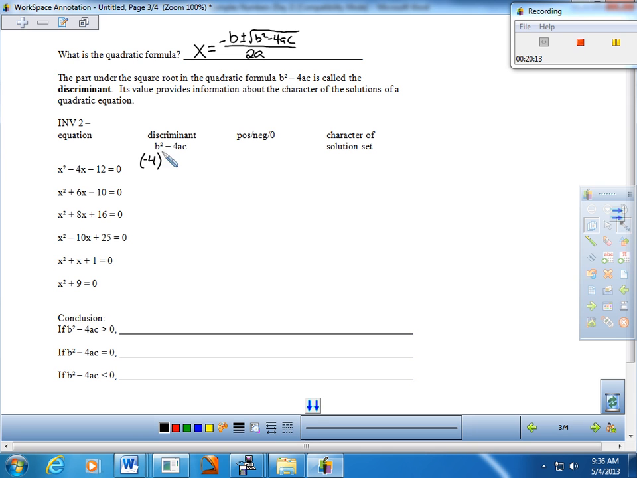So this would be negative 4 squared. And be careful when you do these on the calculator. That negative 4 does have to be in parentheses. Minus 4 times 1 times negative 12.